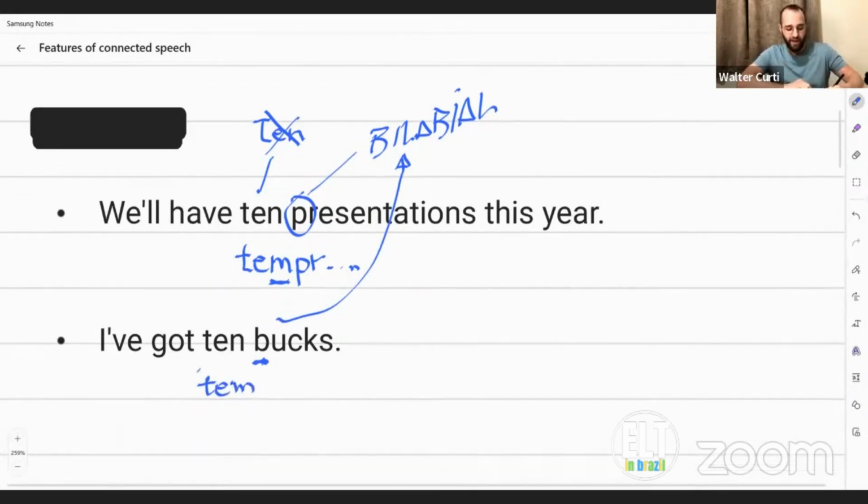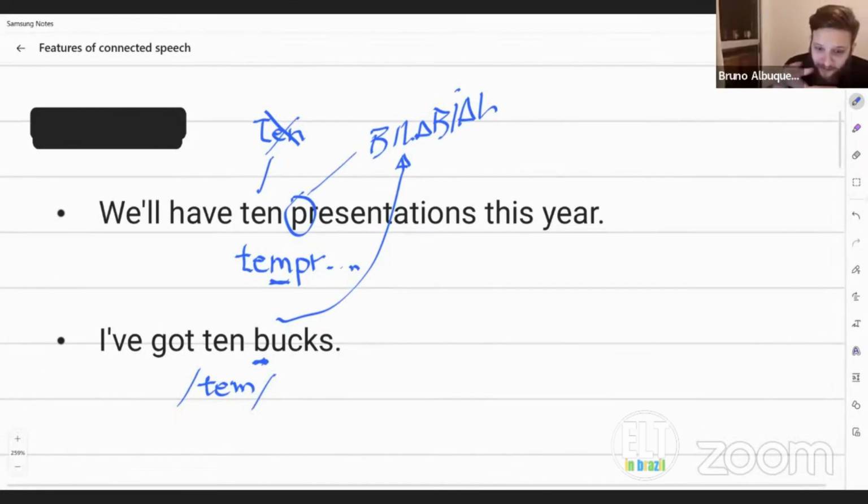I'm sorry about my handwriting. It's not pretty, is it, Bruno? It's quite all right, and I love this feature that you're using to write on the screen. It's brilliant. Yeah, it is a lot of fun.